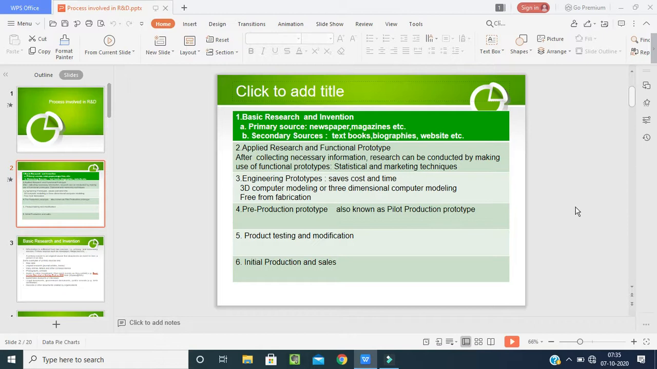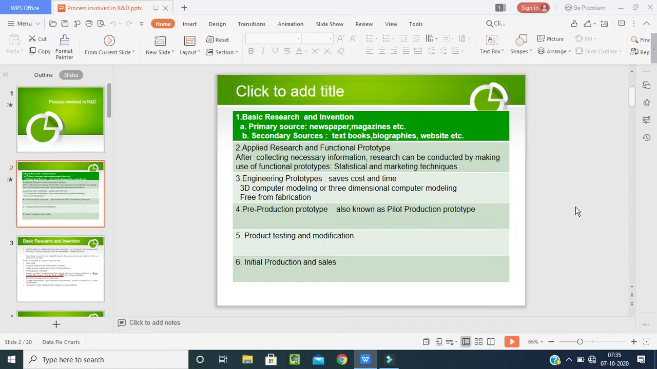Newspapers and magazines are examples of primary sources. And secondary sources are textbooks, already recorded material, biographies or websites, where the data is already available with us. That is called secondary sources. The first step, basic research and invention, we are going to learn in depth in our upcoming slides.